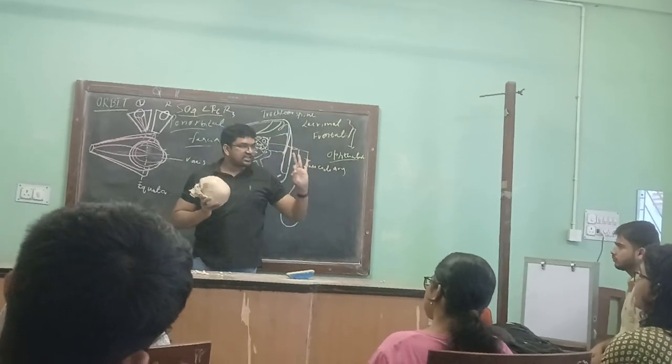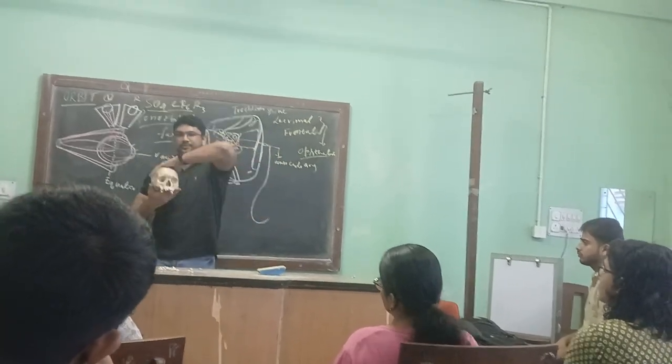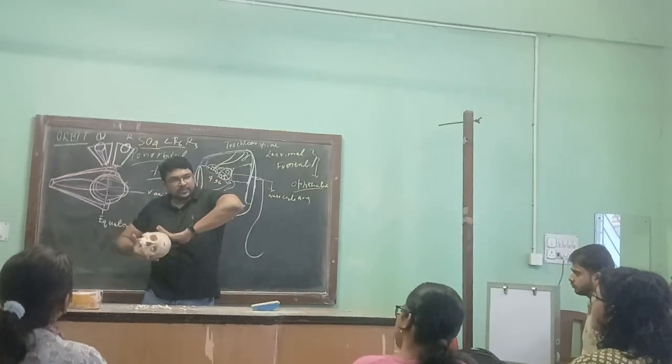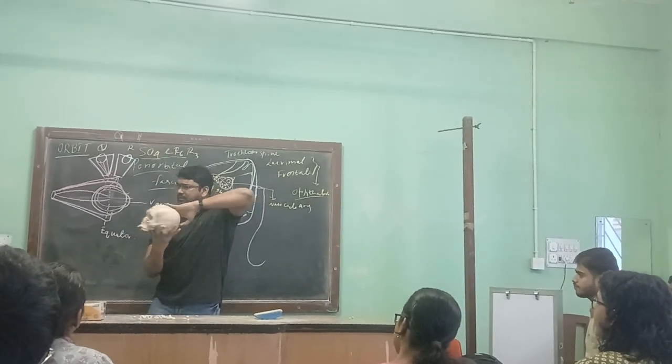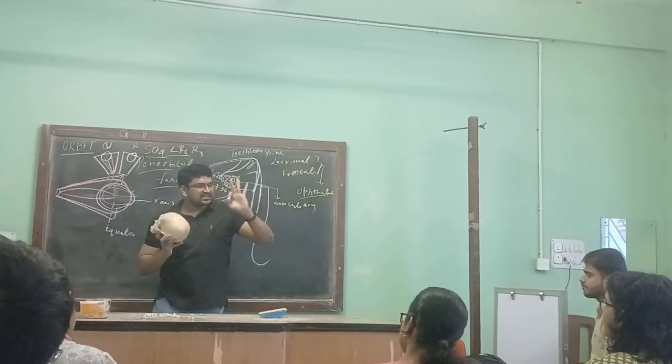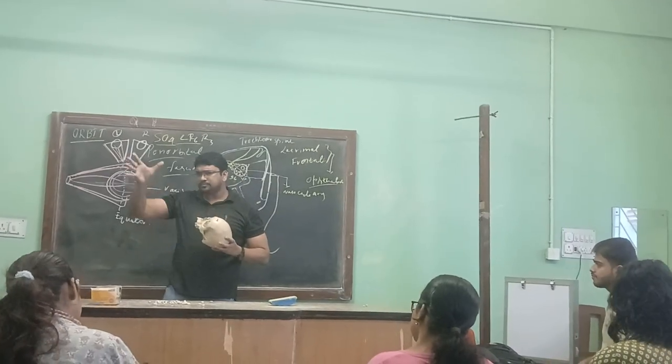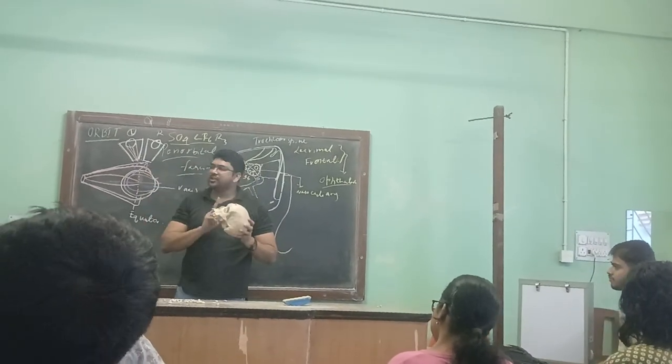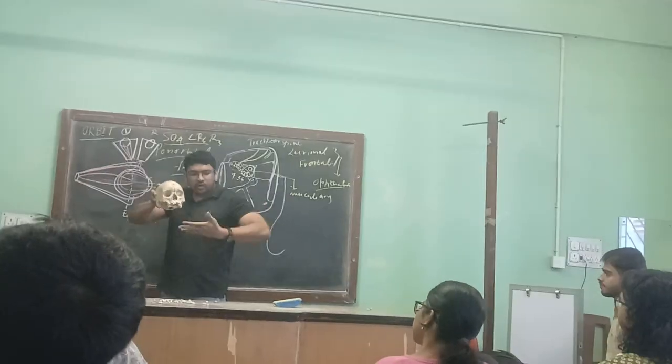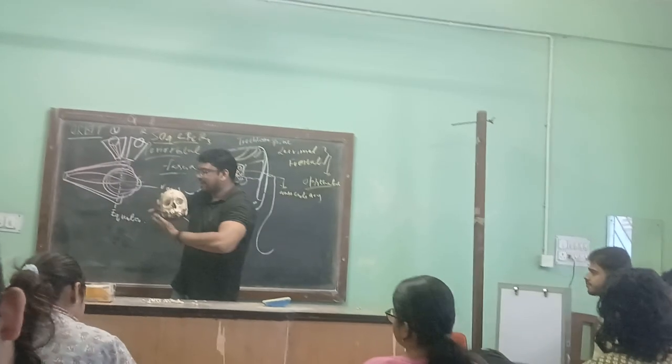So what are the three actions which will be produced by the superior oblique? One is intorsion, one is depression, and one is abduction. So these are the three actions of the superior oblique. Exactly opposite to that will be the inferior oblique. For example, the inferior oblique is coming all the way from the base, and will be attached over here.